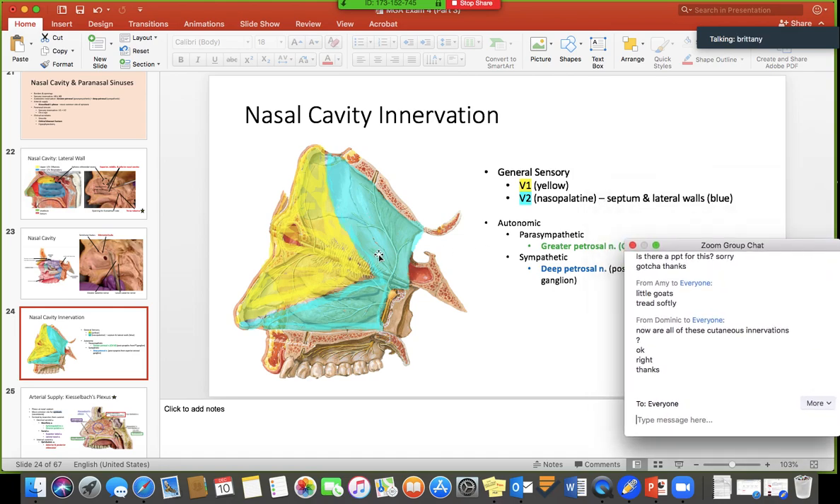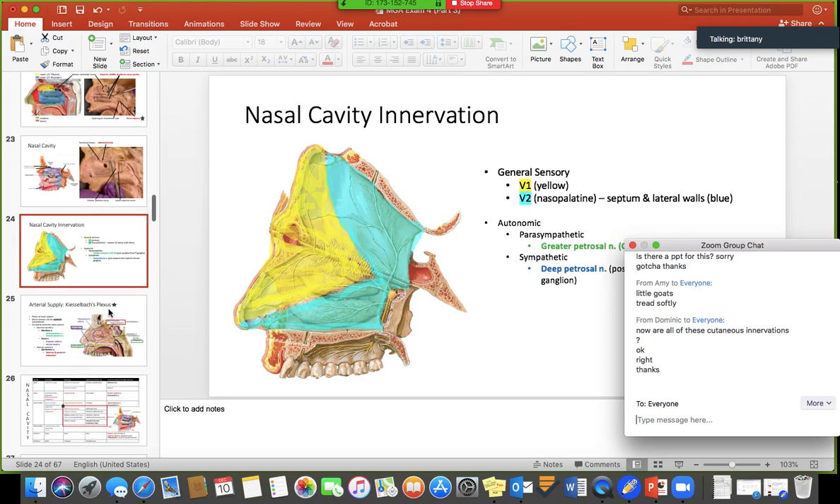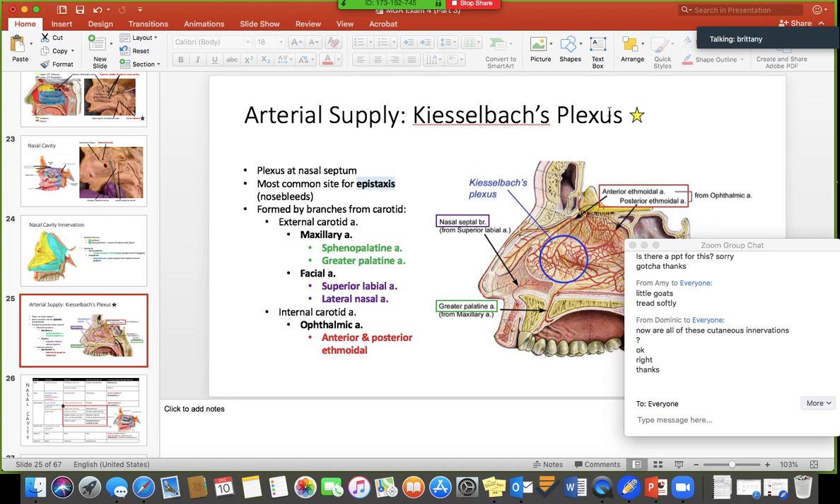So you want to know the innervation of the nasal cavity. Everything in this yellow area is innervated by V1 mostly, and then V2 is more posterior and inferior. I don't really remember any sort of question about that.